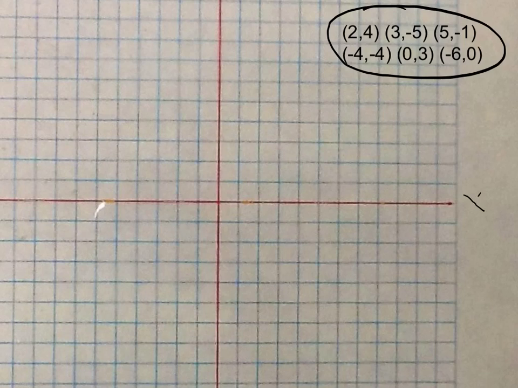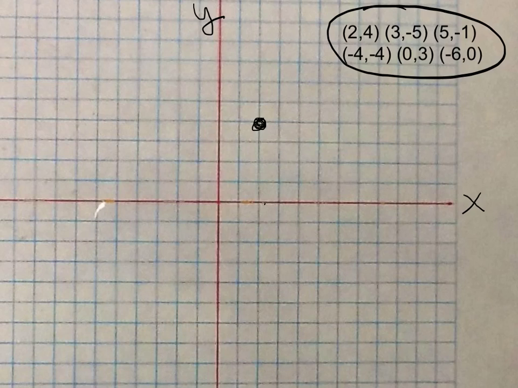So again, remember, this is the x-axis, this is the y-axis. So if x is positive 2, I'd start at the origin and go 1, 2 to the right, and then y is positive 4, so I go up 4. 1, 2, 3, 4. So our first ordered pair, we plot it right there. X equals 2, y equals 4.